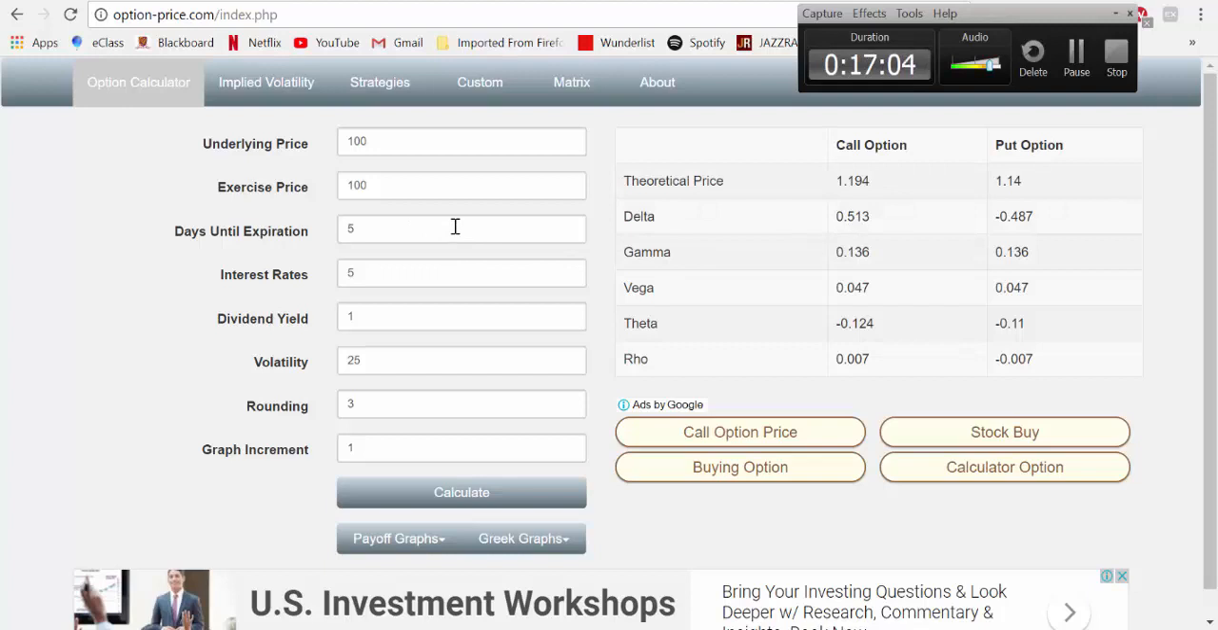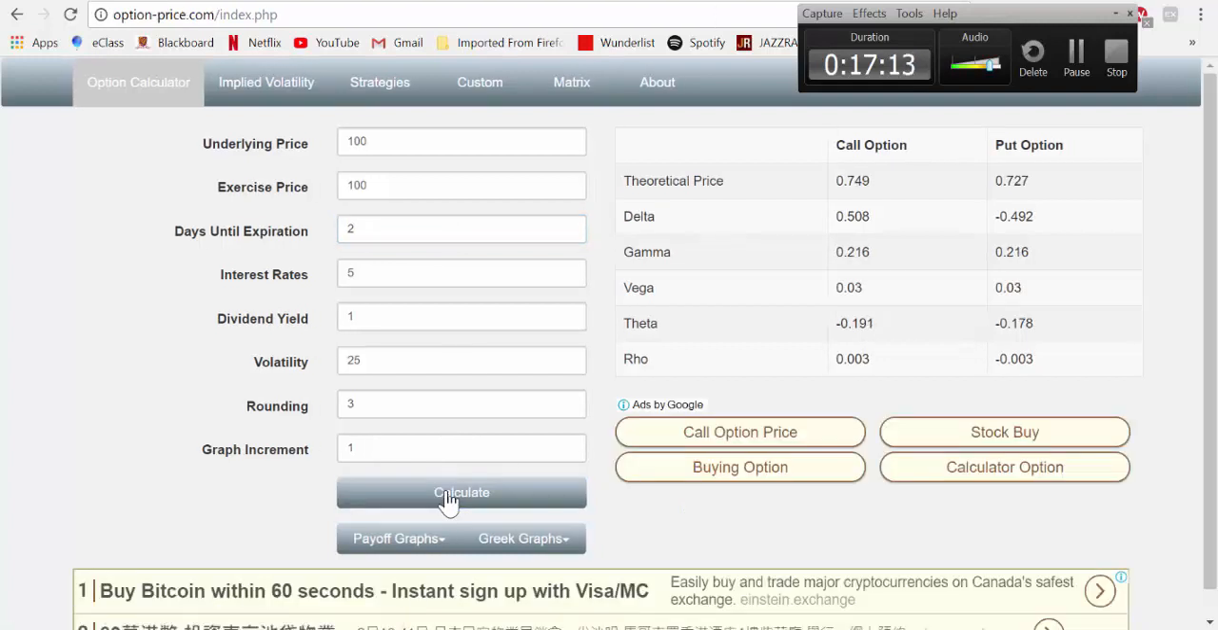So what if you change that to 2? Then it gets even more extreme. Now you're losing 20 cents a day, and with one day left, if nothing happens today, you're going to lose 27 cents, which is basically 27 basis points.